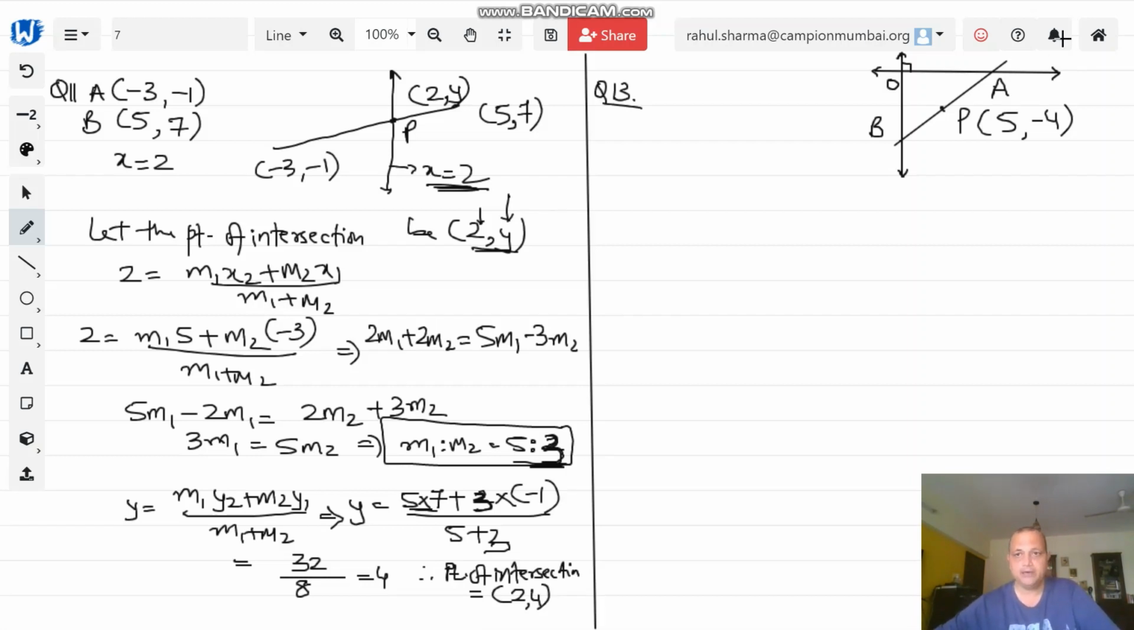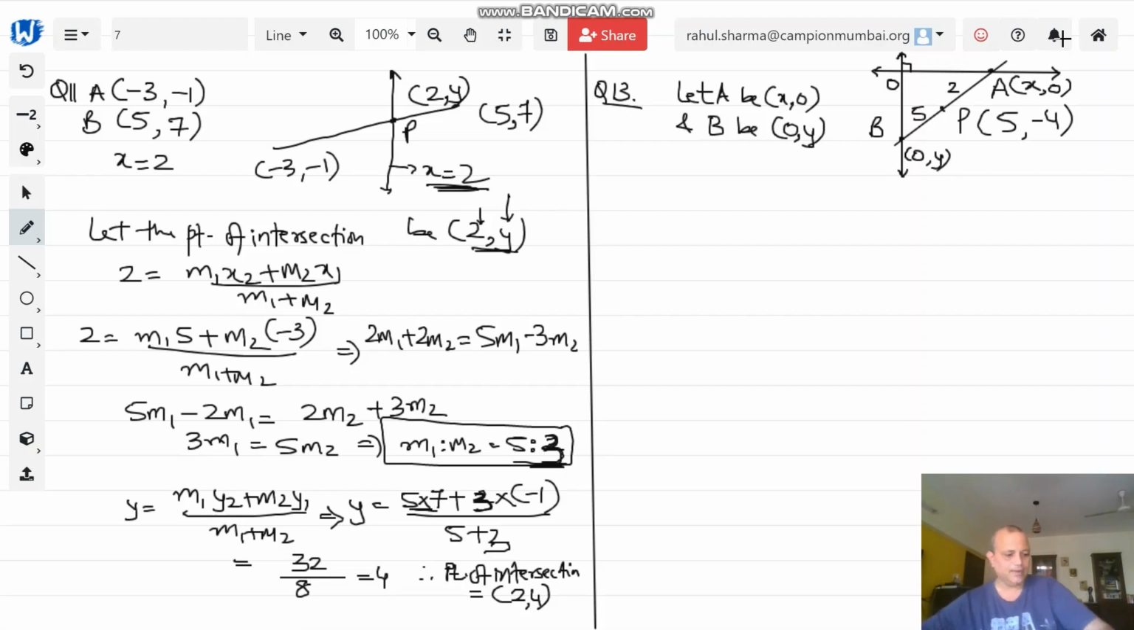The point P (5, -4) divides the line segment AB, as shown in the figure, in the ratio 2 is to 5. So this is 2 parts, this is 5 parts. Now since this is intersecting on the x-axis, the coordinates of this would be x, 0, and since this is intersecting on the y-axis, the coordinates of this would be 0, y. So that's the most important part about this question. Let A be x, 0 and B be 0, y.